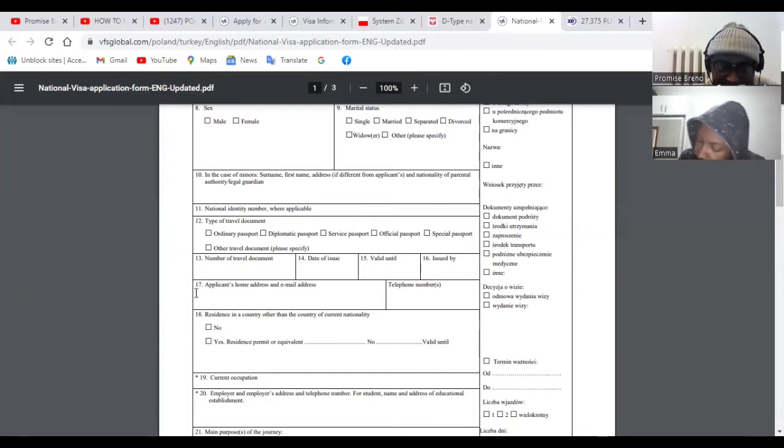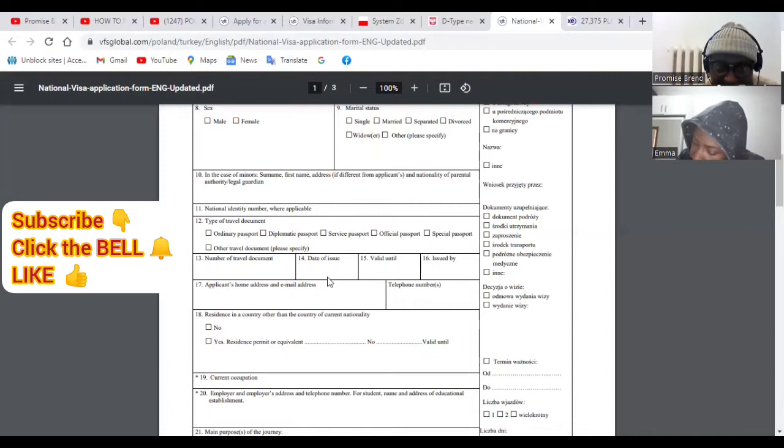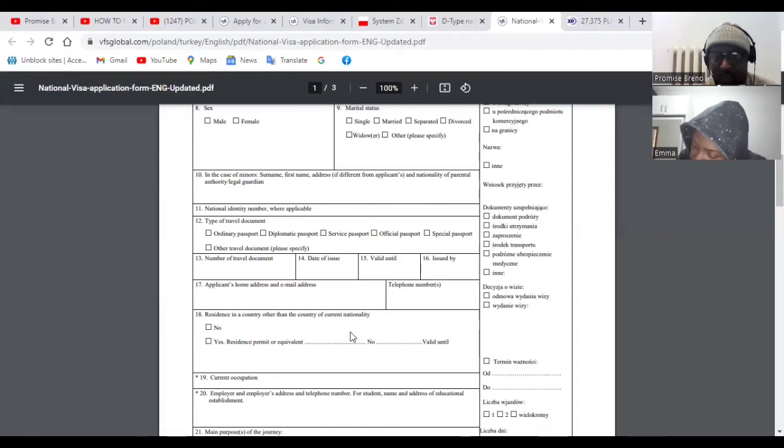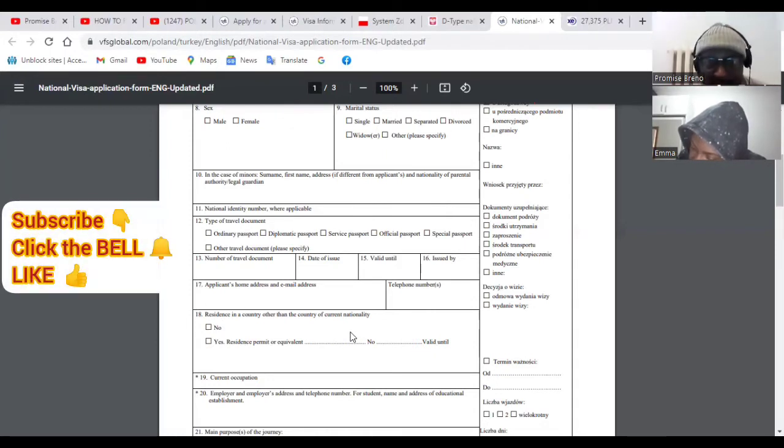So you enter your home address here, for example, squeeze it here. Then you can put a dash, or something like a cross here, and just separate it like this. Then you put your email address here, or you can just write your address on top and put your email address under it. Just try to squeeze it in neatly.